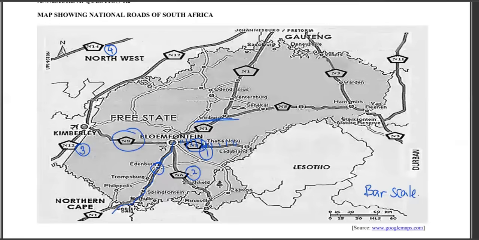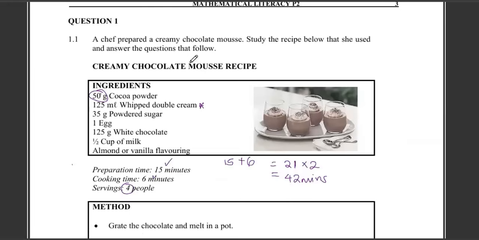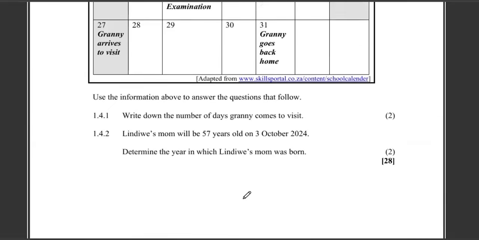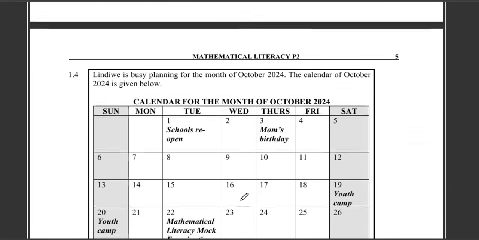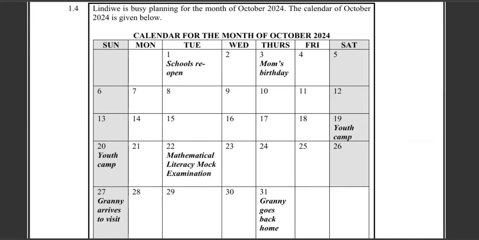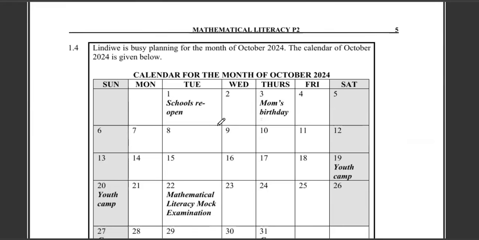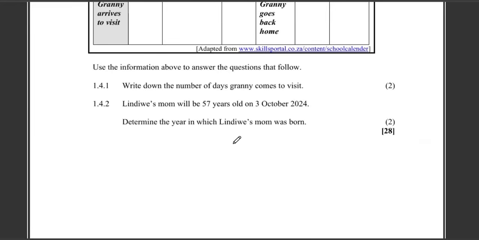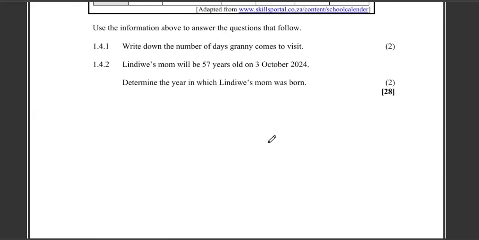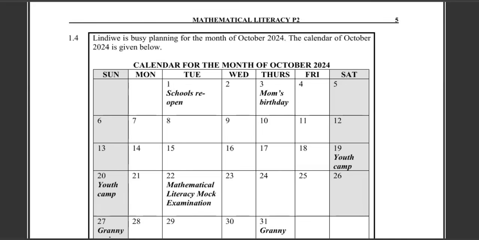Lindiwe. Okay. Let me use this here. They're telling us Lindiwe is busy planning for the month of October 2024. The calendar of October 2024 is given below, with days from Sunday to Saturday. Okay, there are some occasions they are planning. Okay, we are coming here. They say, write down the number of days Granny comes to visit. In other words, how long does she stay?